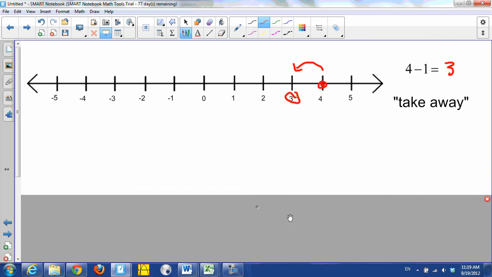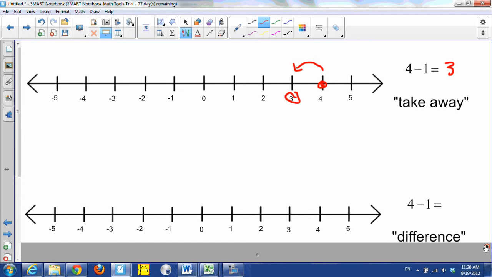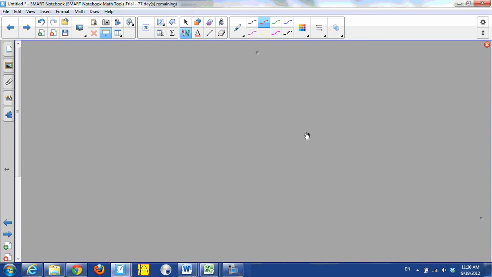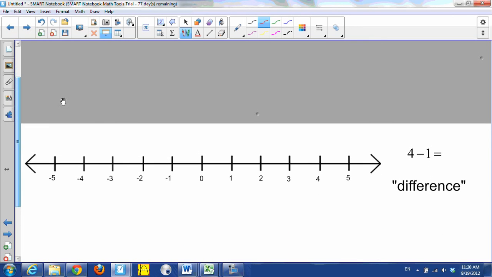We're going to talk about now the other perspective, the difference perspective. And I'm going to move this up so that we're just focused on the difference perspective. Now, 4 minus 1. Notice the two numbers that are involved in this subtraction are 4 and 1. Are those two numbers the same number? 4 and 1? Of course they're not. They're not the same. Those two numbers are different.